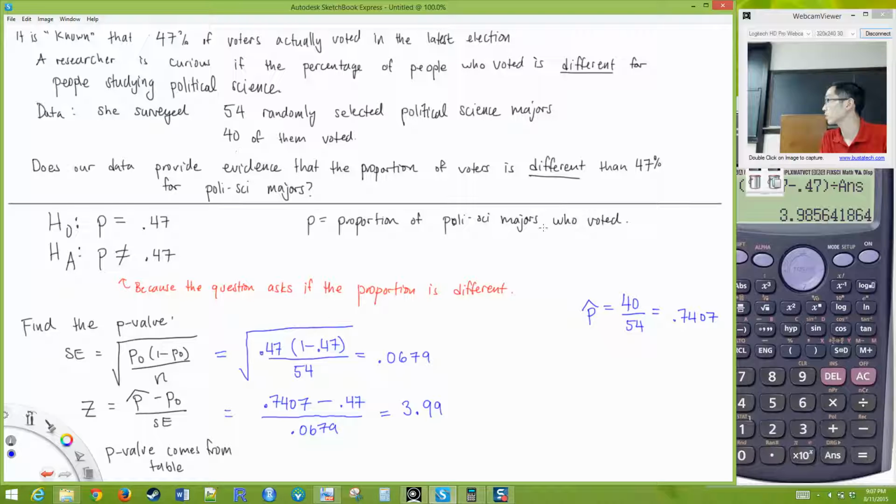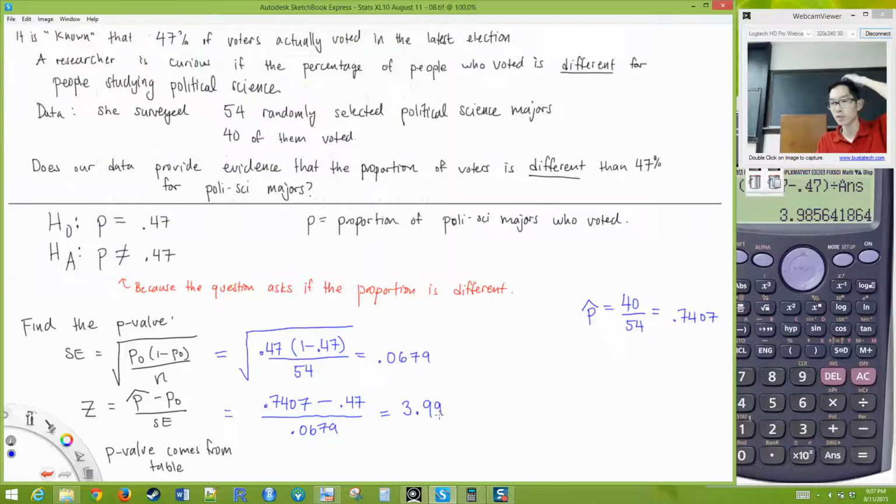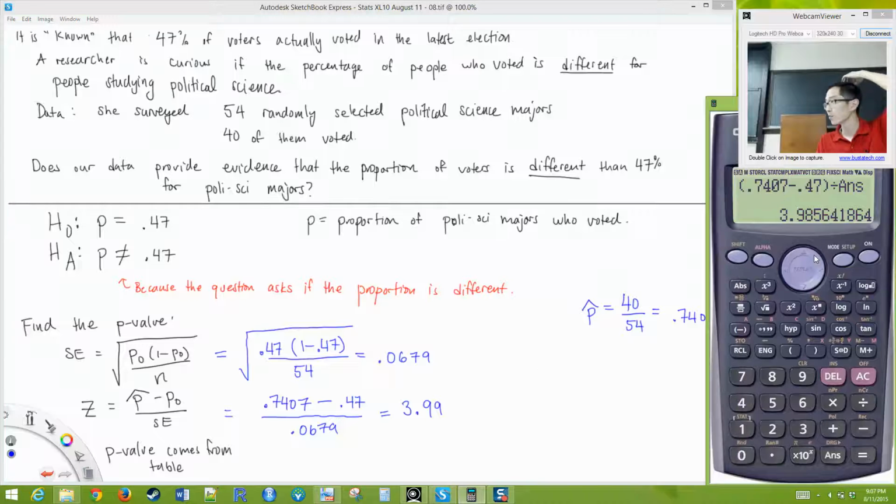unlikely. Are you having a problem there, Sergio? Oh, I think my calculator may be off, and I'm not sure why. If you're just off by a decimal or two, it's not a big deal. If you're getting like 3.98 or 4.0 something, no big deal.